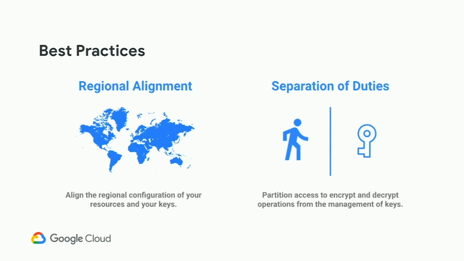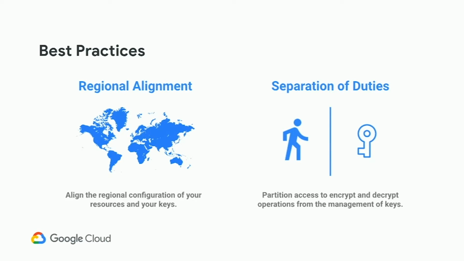So what are some best practices for CMEK? There are two things I want to highlight. First is regional alignment. When you go to configure CMEK, you'll notice that some of the services will only allow you to configure keys that are in the same region as the resource they're protecting. We push customers to do this for resiliency and for latency, and it's occasionally a place where folks stub their toe if they don't know this constraint.